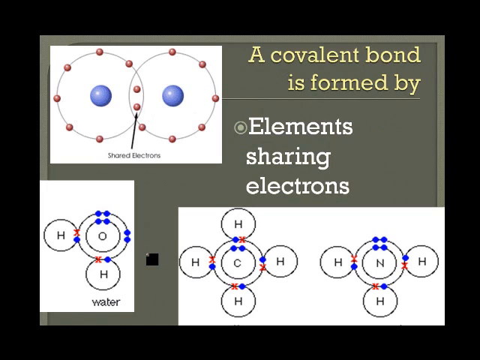A covalent bond is formed by elements sharing electrons. This is different from ionic bonds, where atoms give up or accept electrons. Here, if you notice, these two atoms are overlapping, and these two electrons are shared between those two atoms. Here in water, we see the overlapped electrons between the hydrogen and the oxygen, and the shared electrons in methane and ammonia.